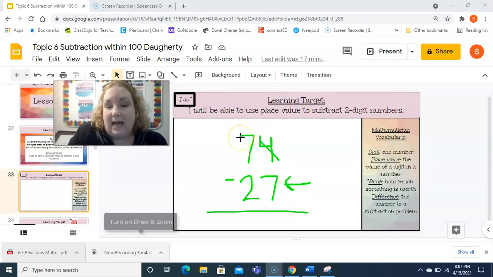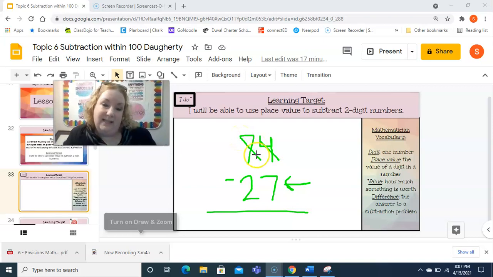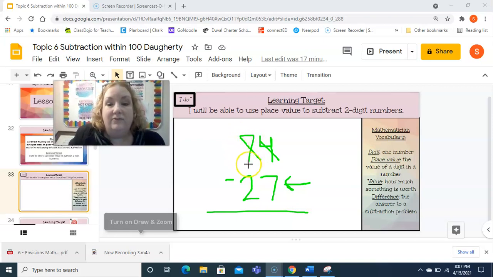We're going to cross out both the 4 and the 7. The reason I ask you to do that is because I don't want you to forget that you have to do something to this number. So cross out the 4 and the 7, and we're going to take a 10 from the 7. If we take one away from the 7, that's going to make it a 6. And we're going to give one 10, because that's the tens place, to the 4 and make it a 14.